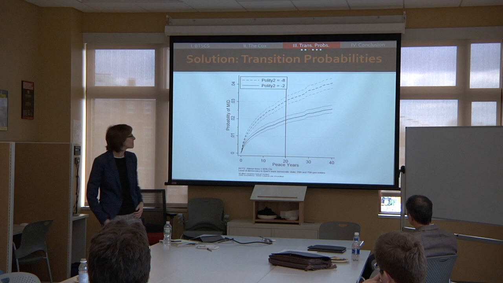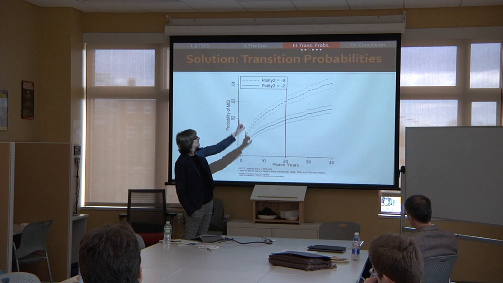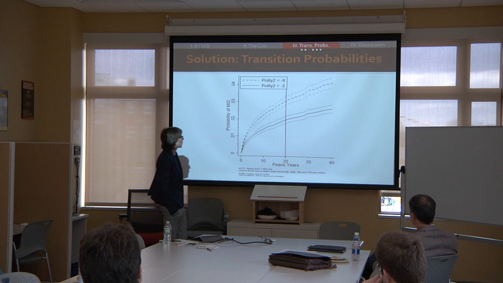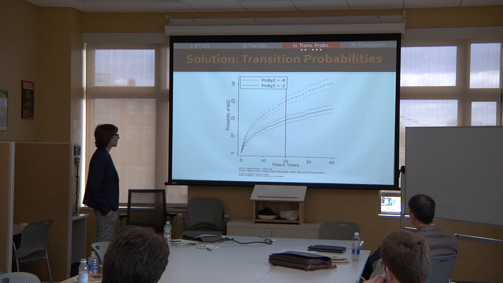Now contrast that with a dyad where everything is exactly the same except for that polity score, which we've now increased towards the democratic side of this tail, and it's now at -2. The probability of being in a MID drops significantly. So at the 20-year mark, there's a little bit less than a 2% chance that you would be in a MID at 20 years, given that you were at peace to start and you just became at peace, right? So time equals zero.